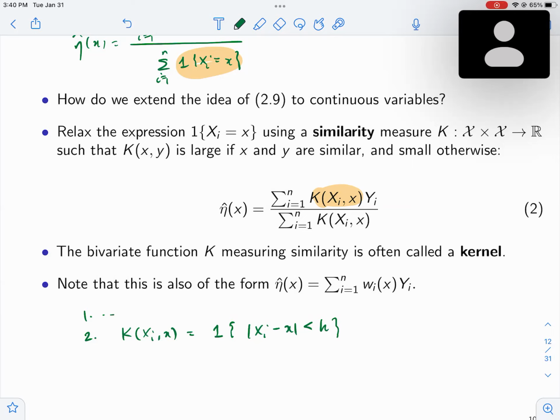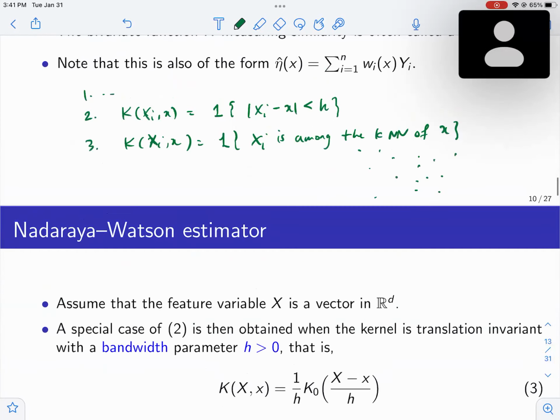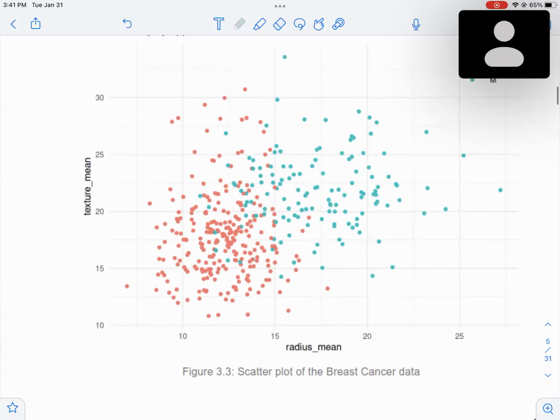K nearest neighbor was another idea. This could be the indicator that xi is among the k nearest neighbors of x. So you go to your data set. These are x's, for example. In nearest neighbor, suppose I observe a new x here.